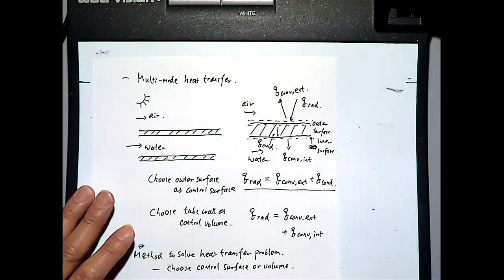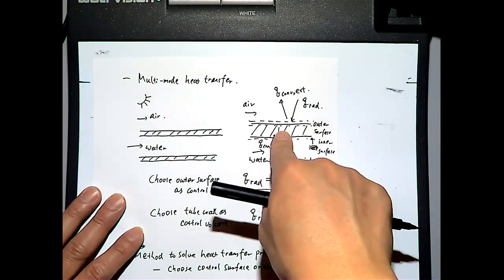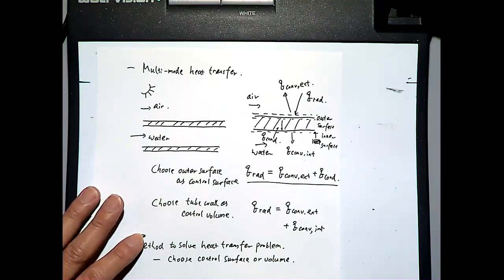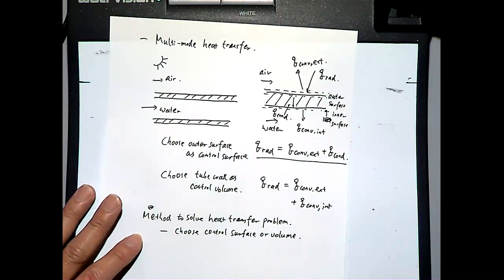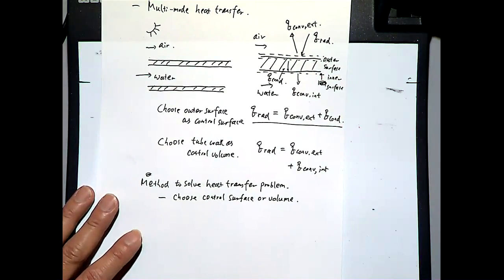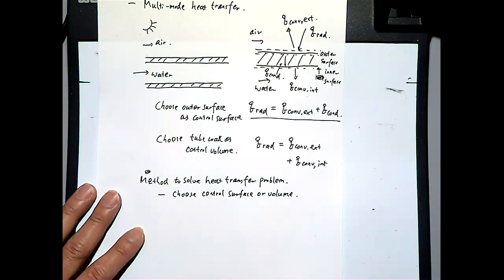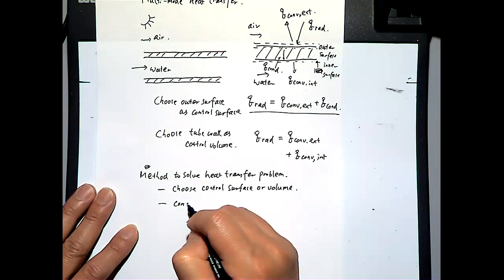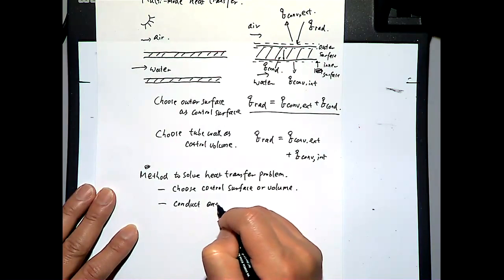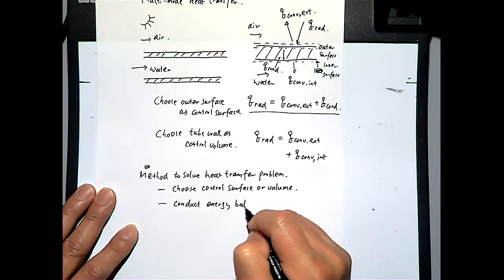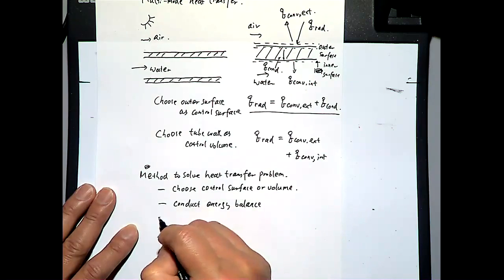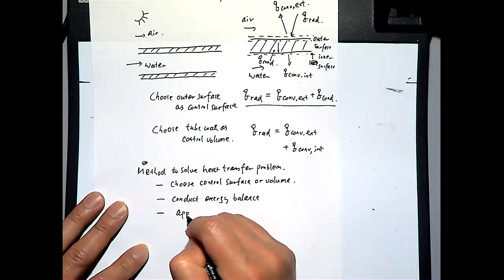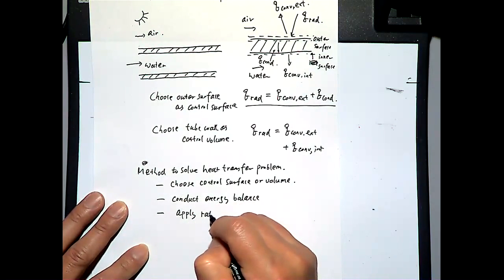An internal process in a control volume doesn't matter. So stick to the control body that you choose. You need to have a clear idea, a clear definition of what you choose. And then conduct the energy balance. And then apply rate equations.